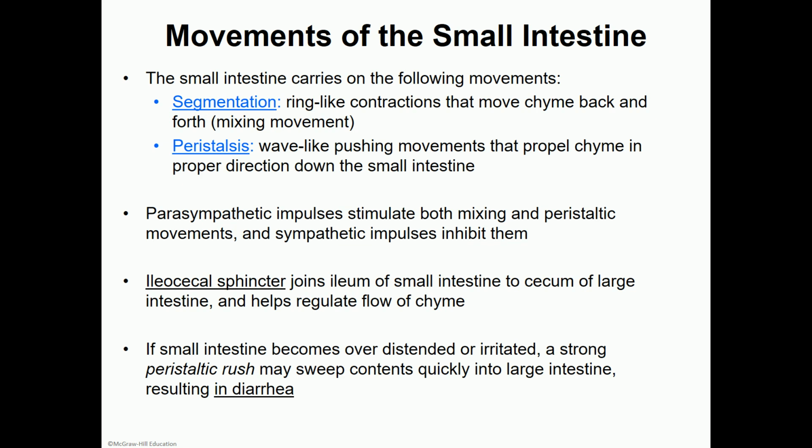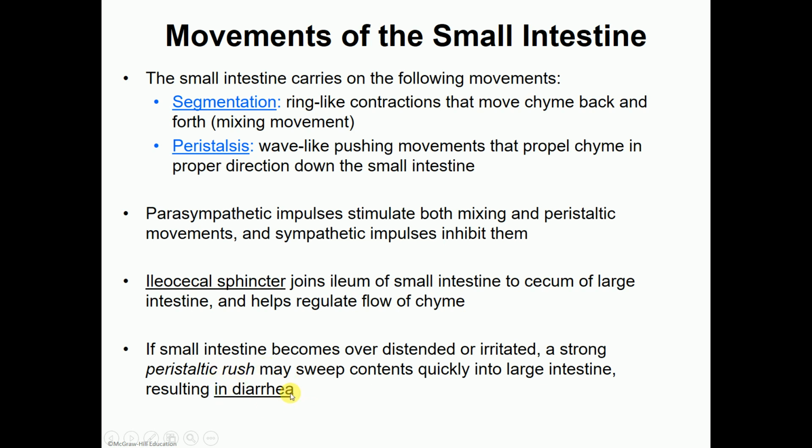towards the large intestine. We already know that parasympathetic stimulation to any part of the digestive system will increase motility and secretion, while sympathetic would inhibit it. And the sphincter that controls the passage of chyme from the small intestine, in particular the ileum, to the cecum of the large intestine is known as the ileocecal sphincter.